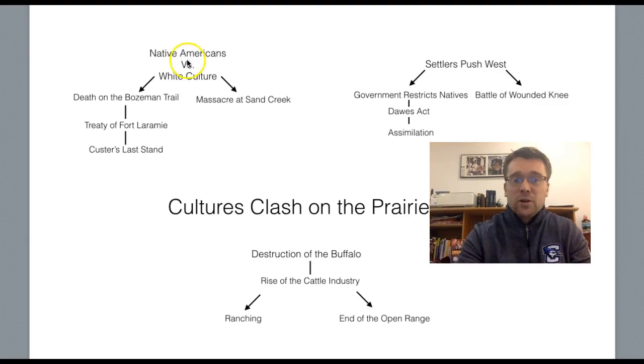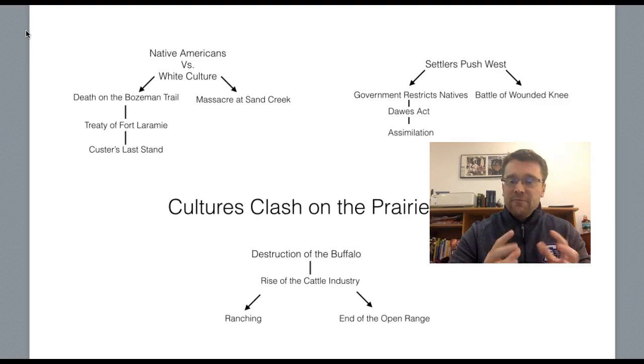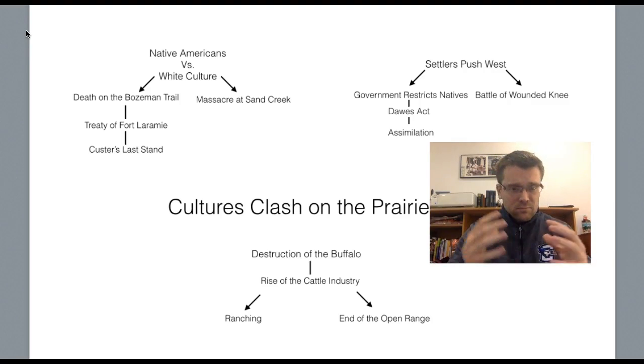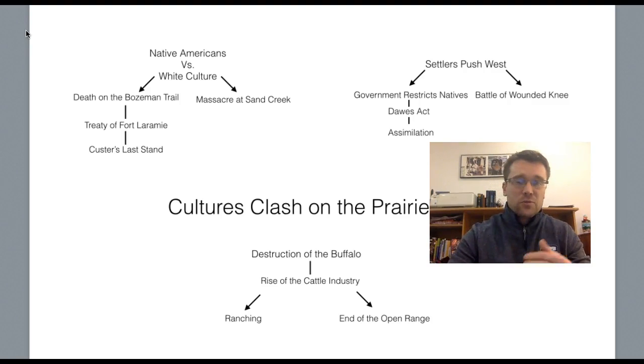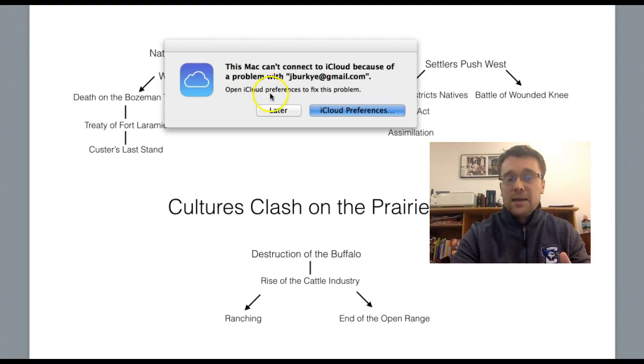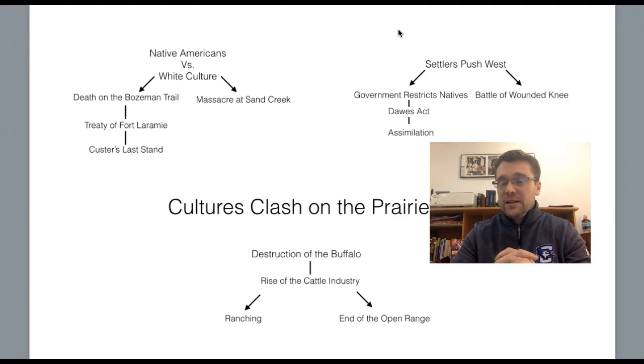If we move up and we look at Native American versus white culture. Native Americans, culturally, the buffalo was very important. It was vital to their way of life. The buffalo, the skins were used for clothing, for shoes. The hides were used for teepees. The bones were used for tools. The meat became a staple of the Native American diet. So it was so essential.